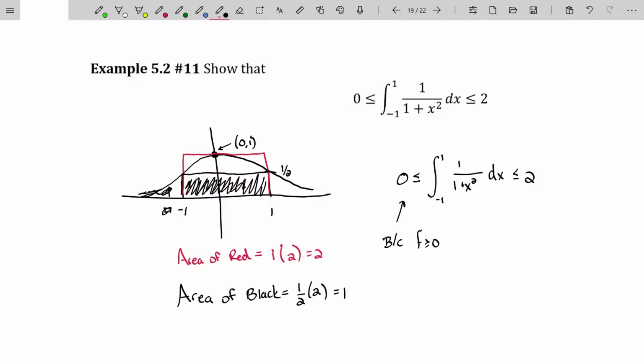So technically, I could tighten up that bound and tell you with absolute confidence that the area underneath that curve is between 1 and 2. They only wanted me to showcase it's between 0 and 2, but I can tighten that up. It's between 1 and 2, honestly.